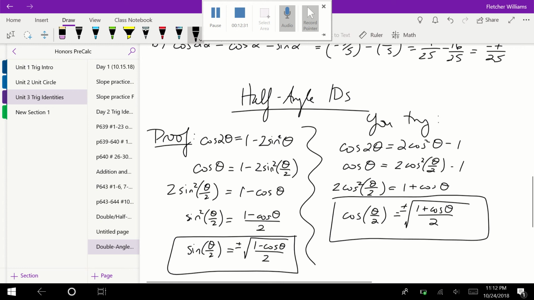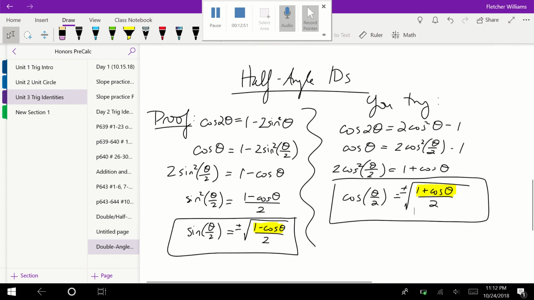Alright, we got our 2 half angle identities. And notice that these are the same except they differ by a sign. So sine of theta over 2 has a 1 minus cosine theta. Cosine theta over 2 has a 1 plus cosine theta in the radical. So we'll do an example.